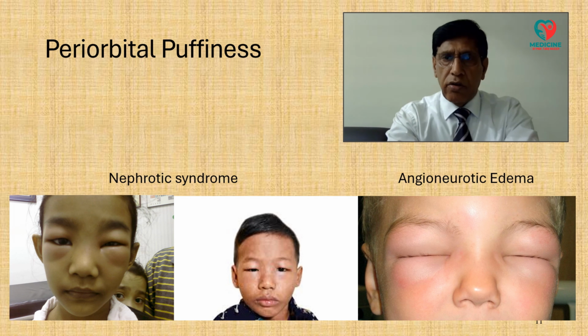edema. Now, the angioneurotic edema may appear unilaterally or bilaterally, may involve other parts of the body as well, and sometimes it may be associated with slight itching or numbness-like sensations. So this is the periorbital puffiness as a result of either nephrotic syndrome or maybe an angioneurotic edema.